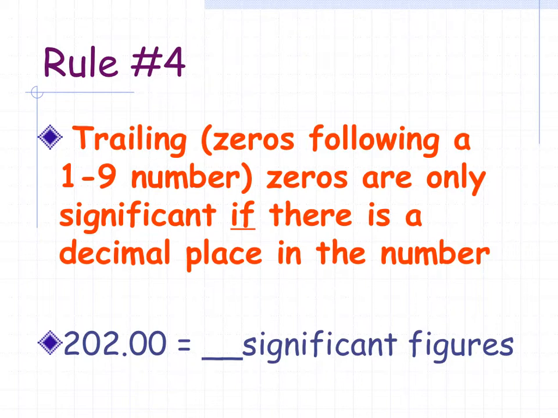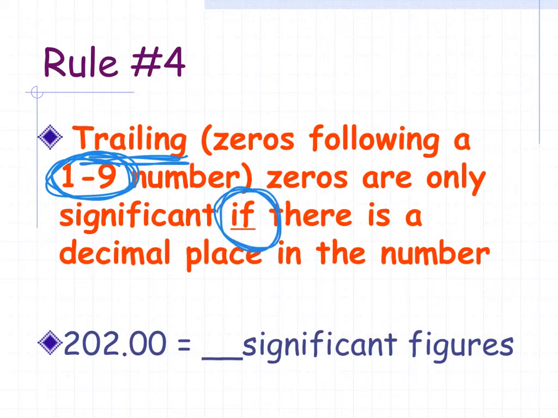Rule 4 is probably the craziest. We call these guys trailing zeros. If you are trailing the leader, you're behind the leader. And so the trailing zeros are behind a 1 through 9 number. They are after another significant figure. And this if is huge. A trailing zero is significant if there is a decimal place in the number. Notice I didn't say where the decimal was located because, frankly, I don't care. All I care about is if there is a decimal.